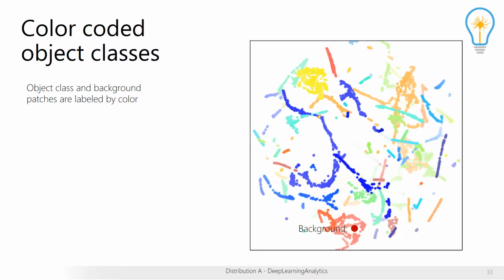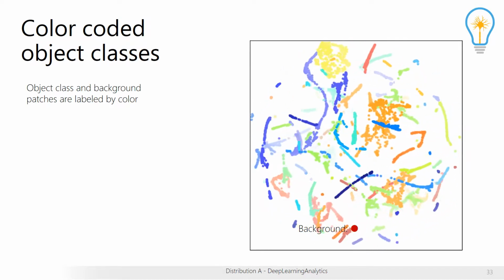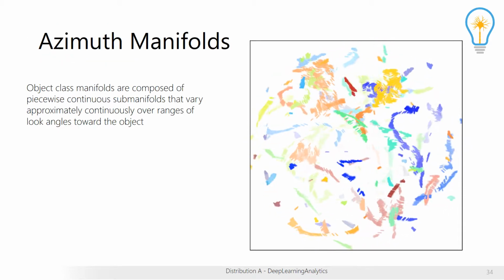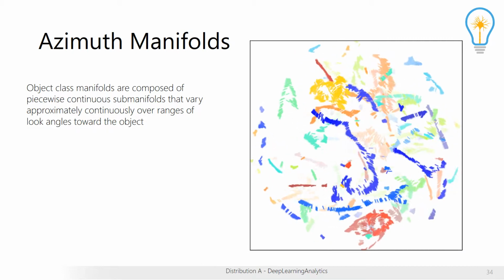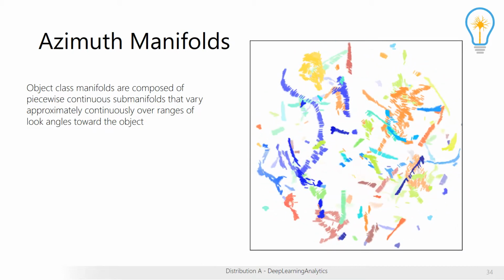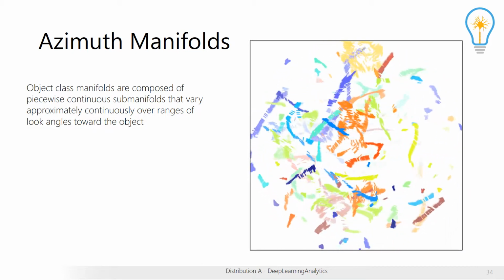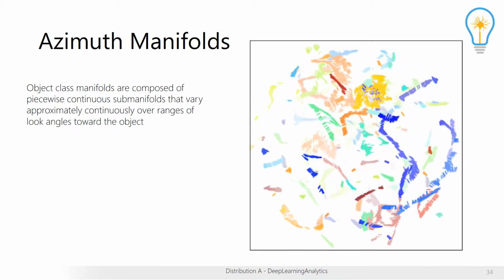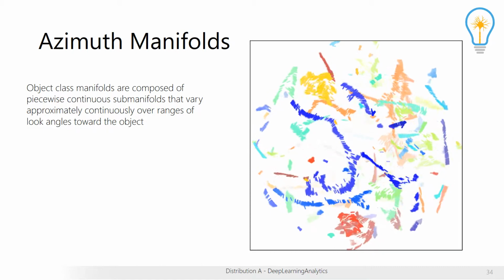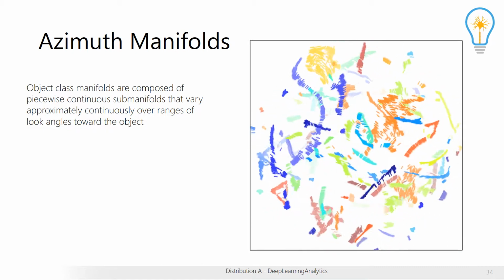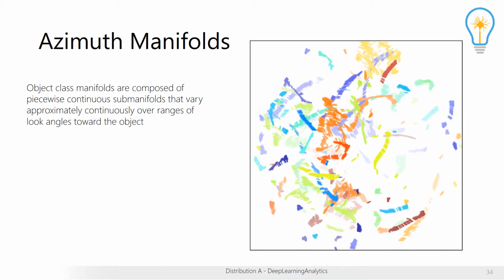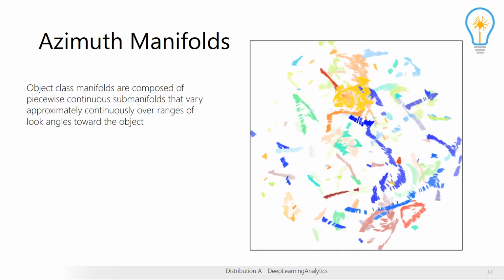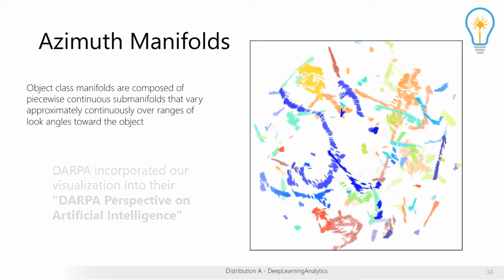In this visualization, we omit the background to focus just on the look-angle relationships. Because we know the look angle of every object class instance, we plotted their angle with a short line segment in this visualization. So specifically, manifolds for each object class are composed of piecewise continuous submanifolds that vary approximately continuously over ranges of look angles.